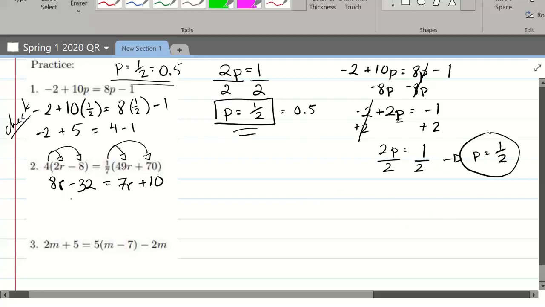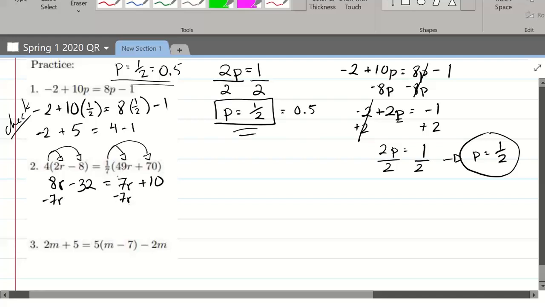Right now, this equation looks very similar to the one on top, right? We have the variables on both sides and we have numbers on both sides, right? And remember, you bring all the variables to one side and all the numbers to the other side. That's the trick. And you move the smaller variable, right? The smaller coefficient. So you have 8r and you have 7r. So what's smaller? Obviously the 7. So I'm going to subtract 7r on both sides, right?